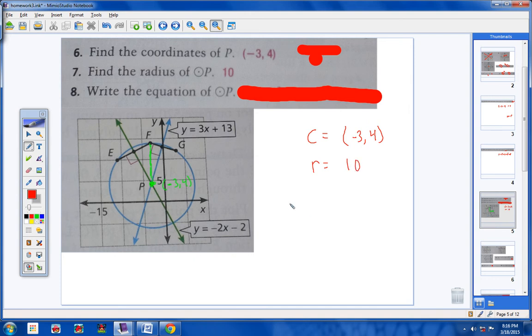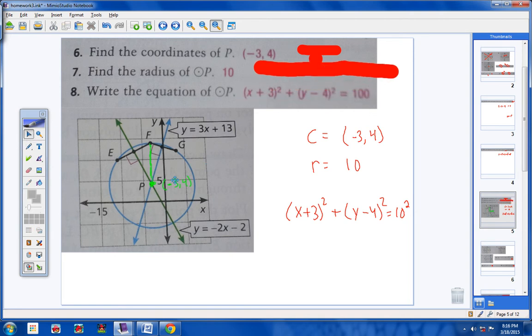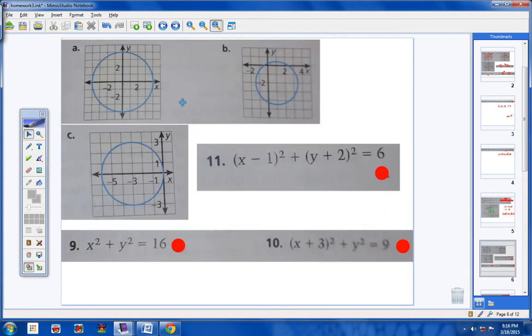So the equation would be, change the sign of your -3: x plus 3, then quantity squared, then a plus sign, and then y, change the sign of the 4: y minus 4, quantity squared, equals 100, or 10 squared, whatever you would like to put there, okay? And I will continue to study this radius thing and get back with you guys if I find anything different on that. Okay, moving on to numbers 9, 10, 11.